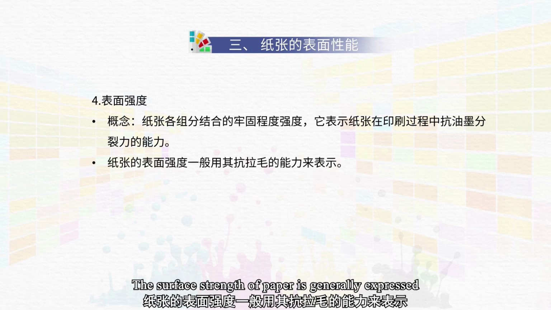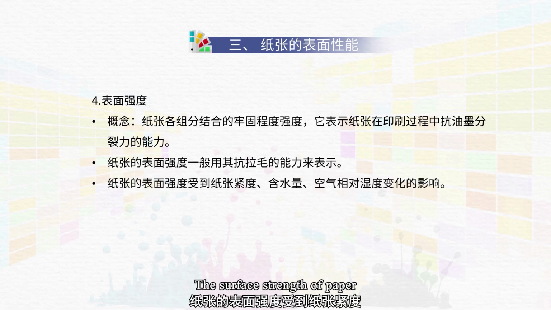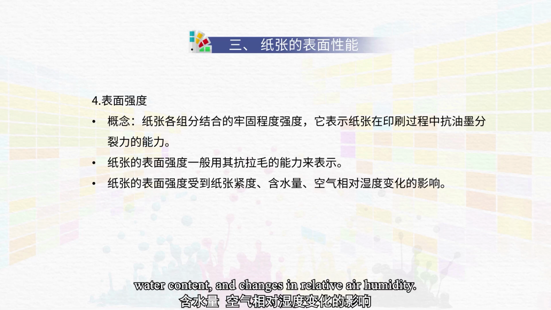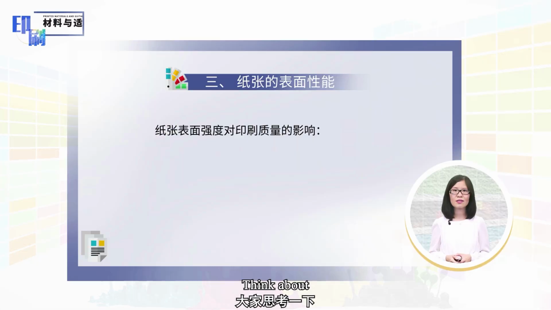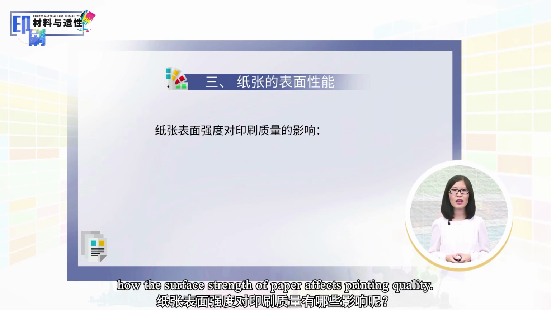The surface strength of paper is generally expressed by its ability to resist fuzzing. The surface strength of paper is affected by the tightness of the paper, water content, and changes in relative air humidity. Think about how the surface strength of paper affects printing quality.